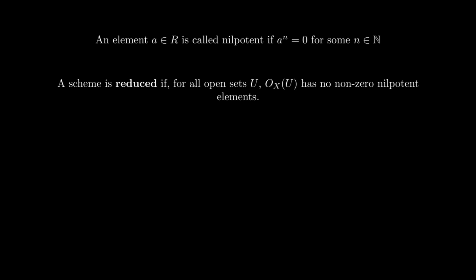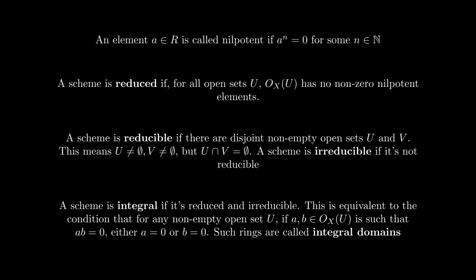Let's briefly talk about some more advanced topics. There are some special kinds of schemes called reduced, irreducible, and integral schemes. A reduced scheme is one where the ring for every open set has no non-zero nilpotents. An irreducible scheme is one where there are no disjoint non-empty open sets. An integral scheme is a scheme that is both irreducible and reduced. This is equivalent to O_X(U) being an integral domain for all non-empty open sets U.